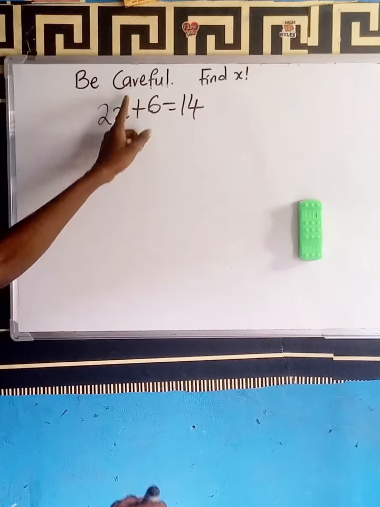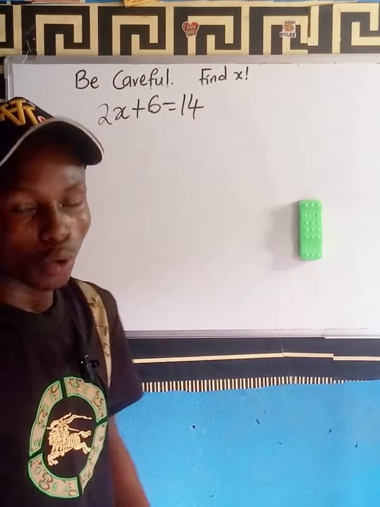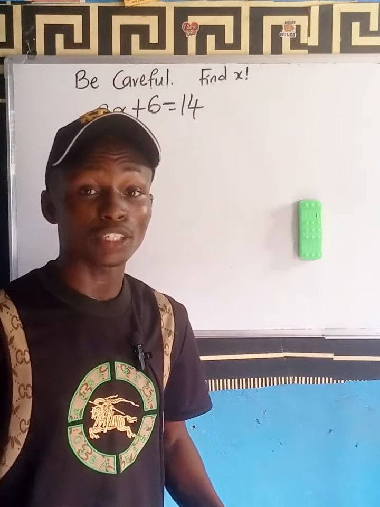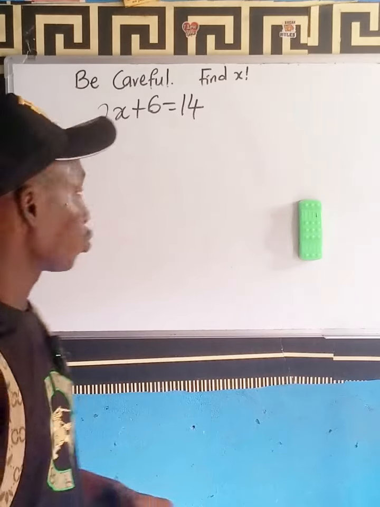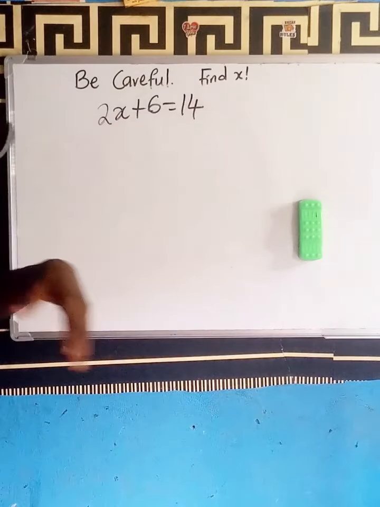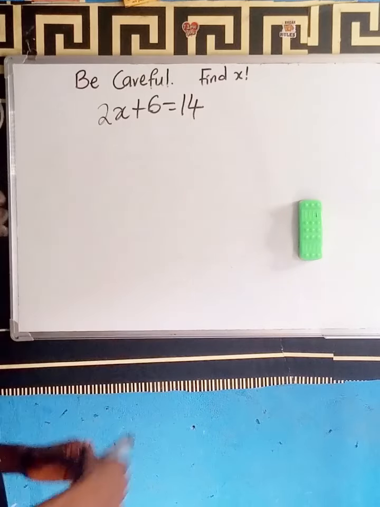Be careful, given that 2x plus 6 equals 14, we are asked to find x factorial. What is x factorial? Every day we talk about x factorial, and every day most people fail this simple question. This is what you do when you are asked to solve for or find x factorial. What you have to do is to determine the value of x first.